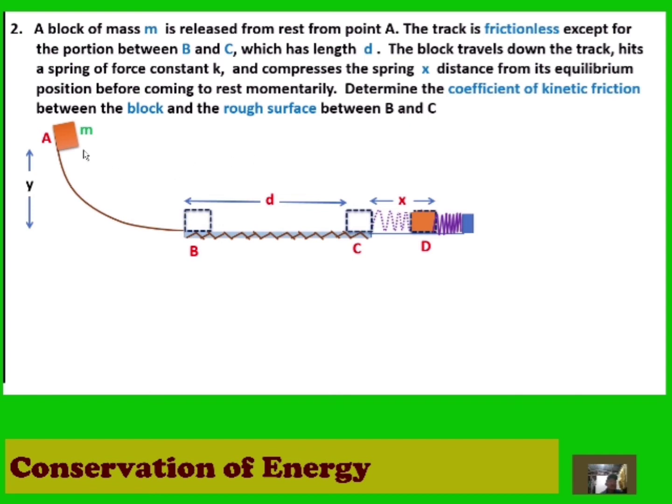So this is the block. It slides down from point A to point B, which is frictionless, and from B to C, the surface has friction. From point C to point D, it compresses the spring a distance of x from its equilibrium position.